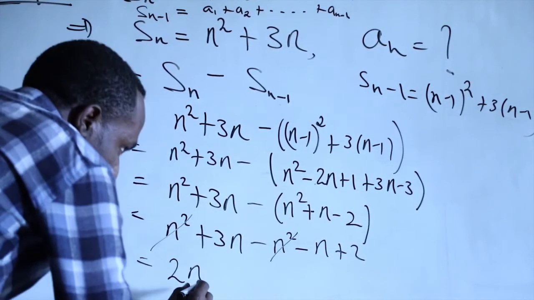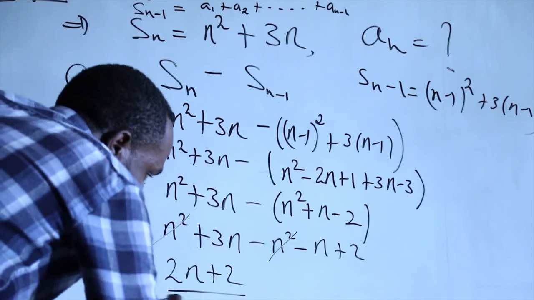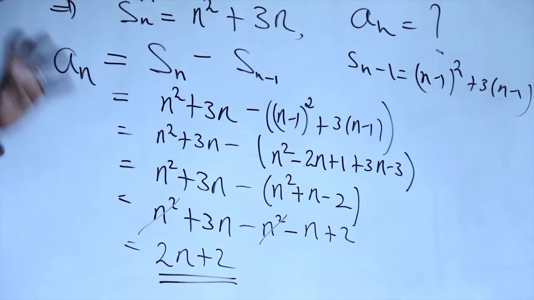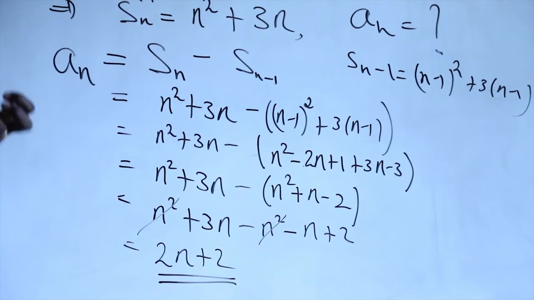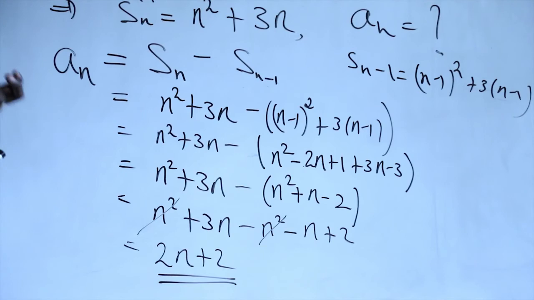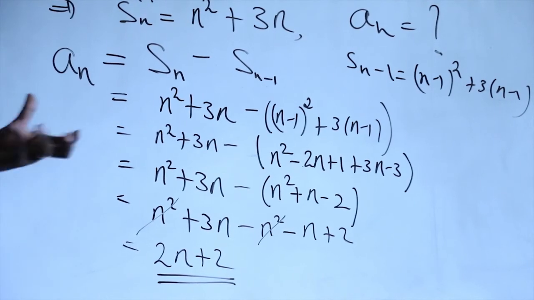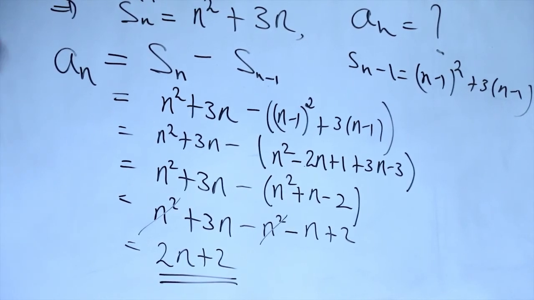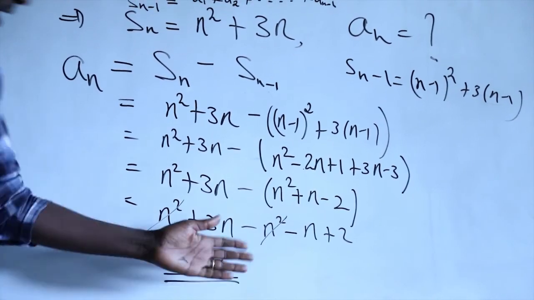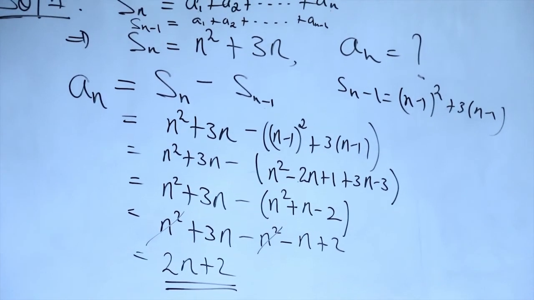So given that the nth partial sum of the sequence Sn is given by n squared plus 3n, the nth general term of this arithmetic sequence is given by an, which equals 2n plus 2.